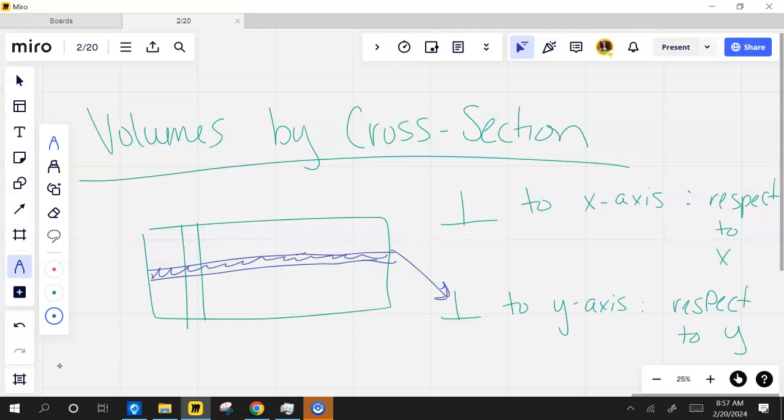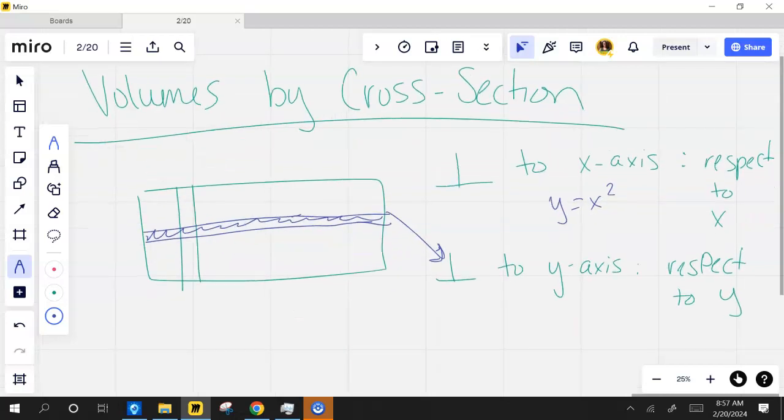That's with respect to x, yes. Y equals x squared would be with respect to x. X equals square root of y would be with respect to y.